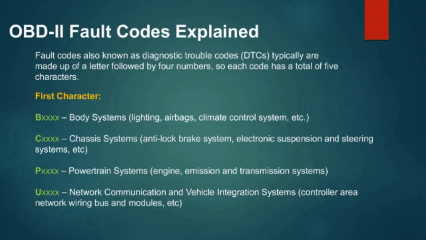First character. B, body systems: lighting, airbags, climate control system, etc. C, chassis systems: anti-lock brake system, electronic suspension and steering systems, etc. P, powertrain systems: engine, emission and transmission systems. U, network communication and vehicle integration systems: controller area network wiring bus and modules, etc.